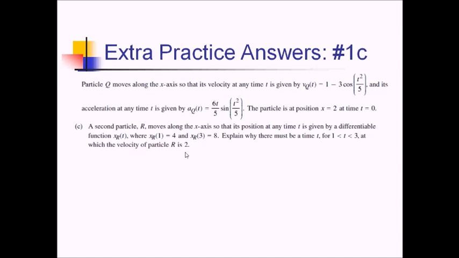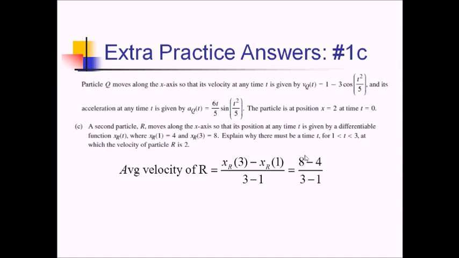So let's find the average rate of change from 1 to 3 of this function. That's going to be x sub 3 minus x sub 1 over 3 minus 1. This is our average velocity of r, the average rate of change of particle r. So that's going to be 8 minus 4 over 3 minus 1. 4 over 2 gives us a value of 2. So we've got the same average rate of change as the instantaneous rate of change that we're looking for. Now we just have to bring this home by justifying it with the mean value theorem.